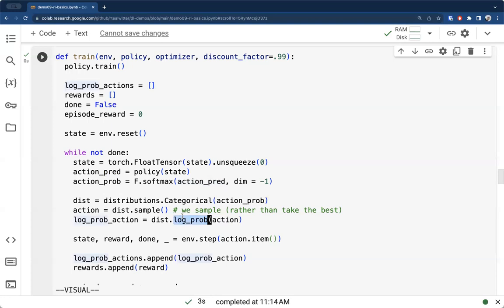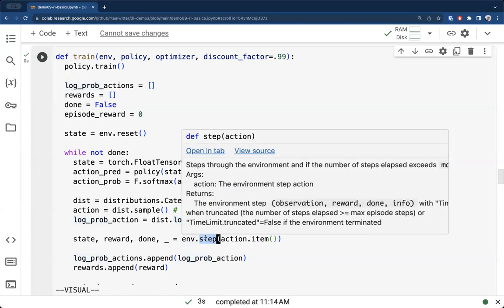With the particular action that we selected in mind, we will take that action, we'll take that as our next step in this environment, and then we'll get out the new state that we're in, a reward for the action, and then whether we are now done or not.